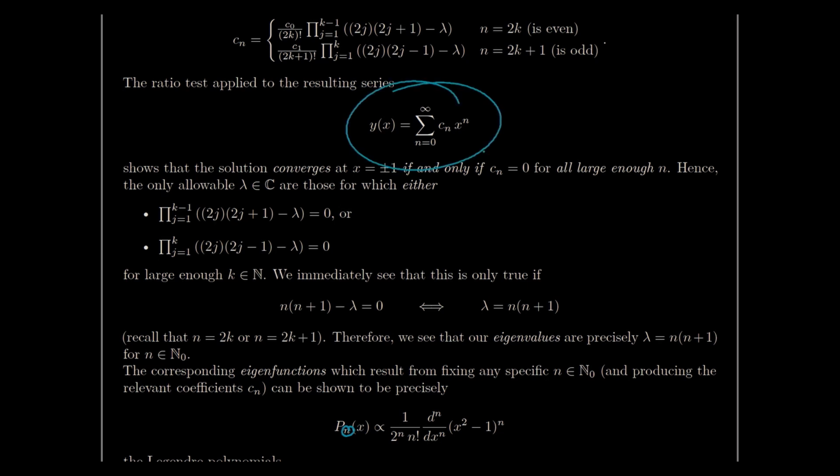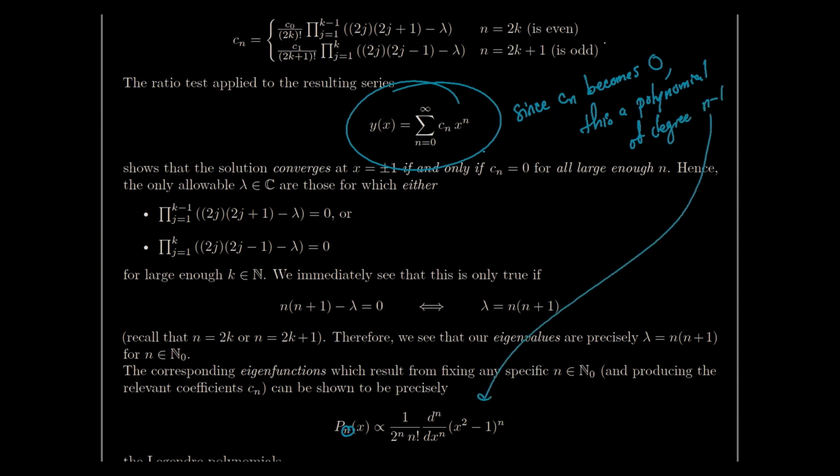And it turns out to be a polynomial. Since Cn becomes 0, this is a polynomial of degree n minus 1, and that polynomial will look exactly like this. Or I guess it's n plus 1 minus 1, which equals n. But yes, the polynomial looks exactly like those.